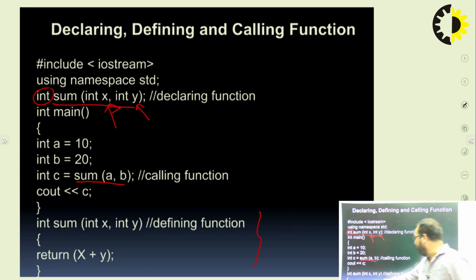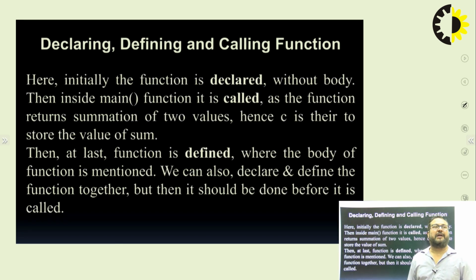So simply it will return, means here it will again come back to the definition where it has been called, and it will store in C, and simply we have printed the C. So this is a simple program which shows how we could use the function. So declaring, defining and calling a function we have discussed.